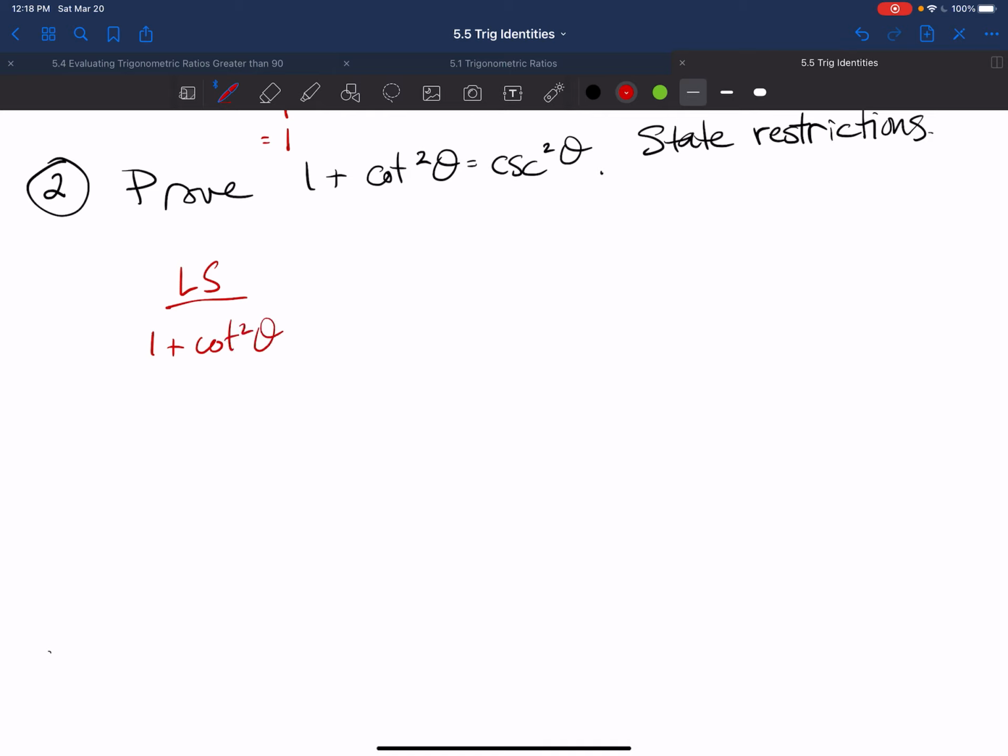And I'm going to rewrite the left side exactly as it is. I'm not going to start work yet. I have to rewrite it. Now I'm going to start working on it.